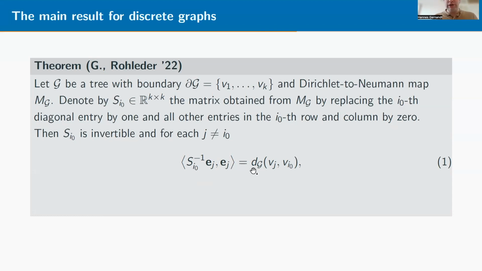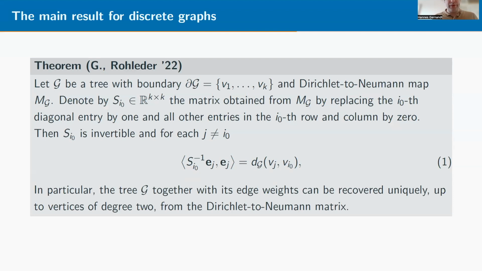So by just having this Dirichlet-to-Neumann map, we can compute all of these matrices S_{i0} for all i0 running through the boundary vertices. Then we compute the inverses, and then we consider all of the boundary values. Then we let j run through the boundary vertices from i to k, yeah. And by doing that, we get all pairwise distances between boundary vertices.